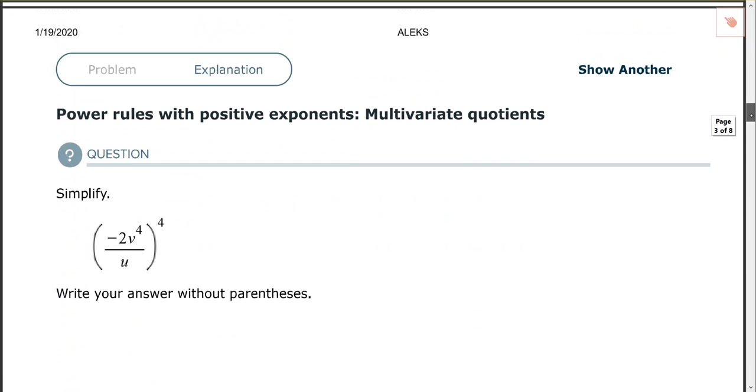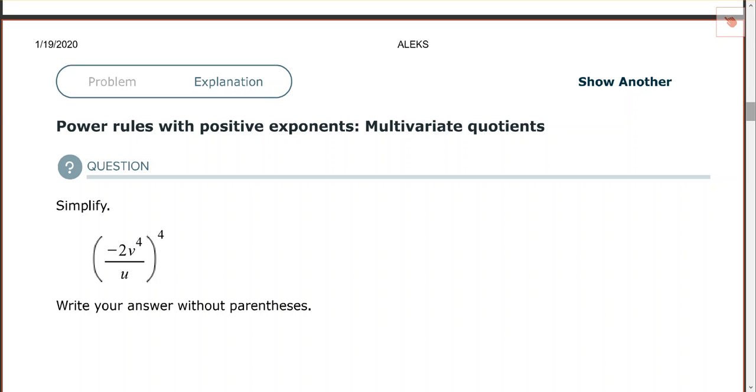All right. So this next concept is power rules with positive exponents and multivariate quotients. So quotients means that we have a fraction here. So again, you may want to pause the video here and write the concept name and the problem down. Okay. So same idea here. We want to raise everything to the fourth power in the numerator and denominator. And the first thing I always do is to check to see if I can simplify anything inside the parentheses before I work with that exponent outside the parentheses.